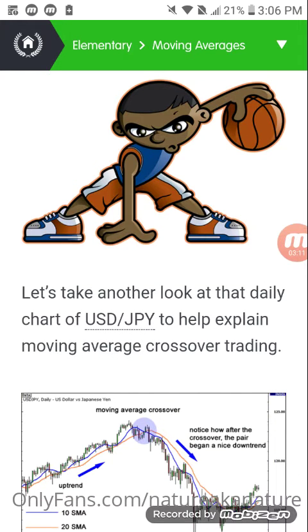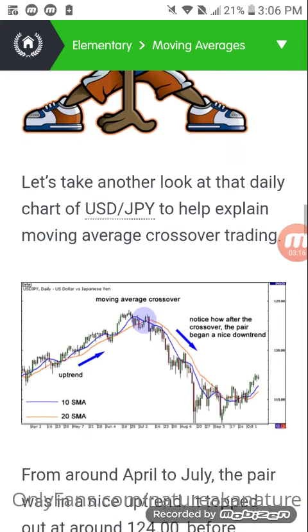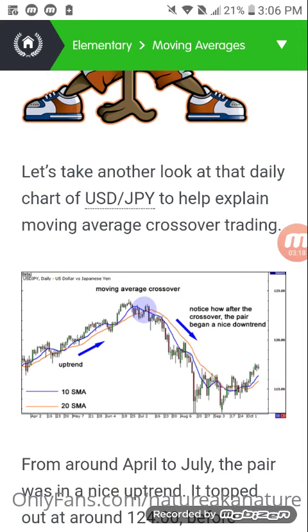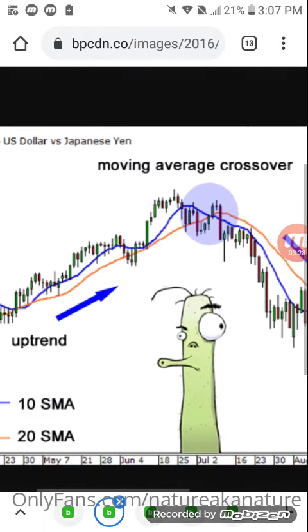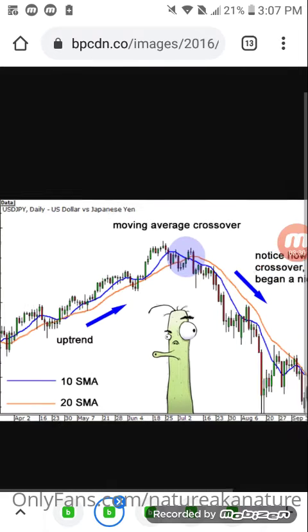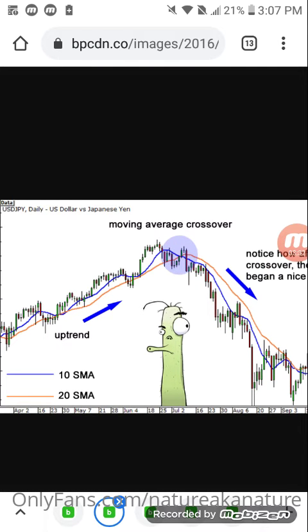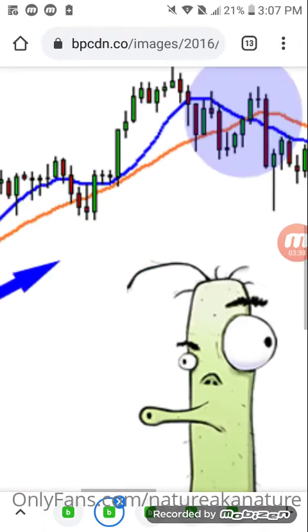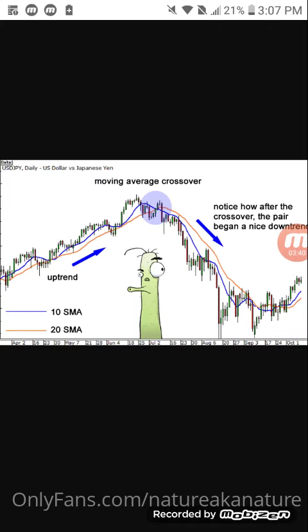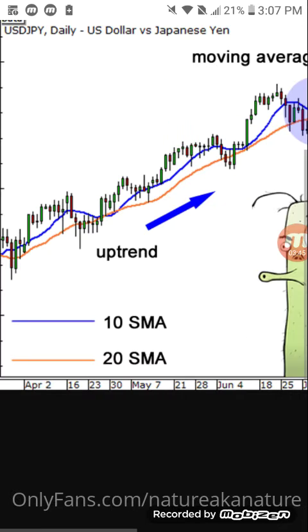So let's take another look at a daily chart on the USD JPY to help explain the moving average crossover. This is USD JPY on a daily chart. As you already know from the previous lesson, if the candles are above the 10 SMA, the 10 SMA is the blue line, and the 20 SMA is the red line.